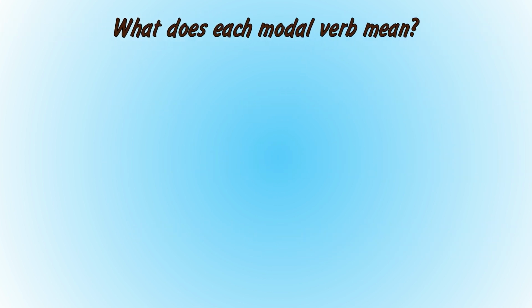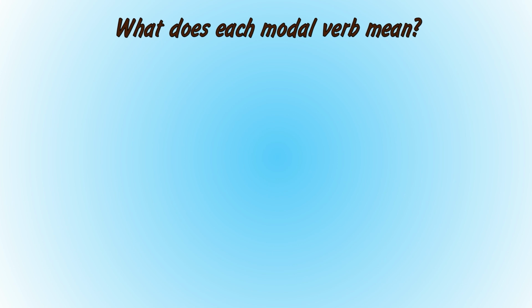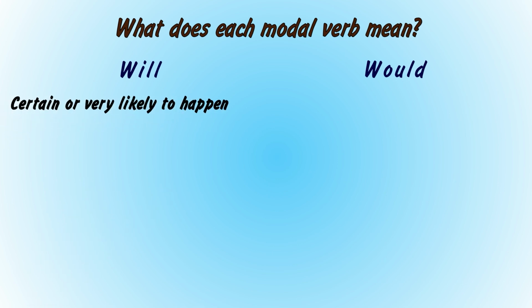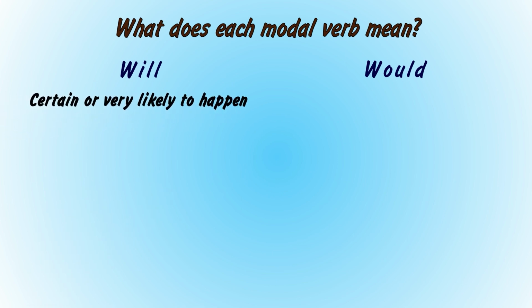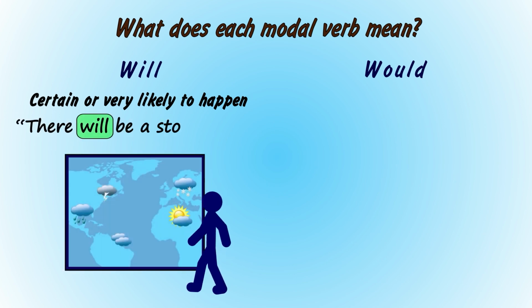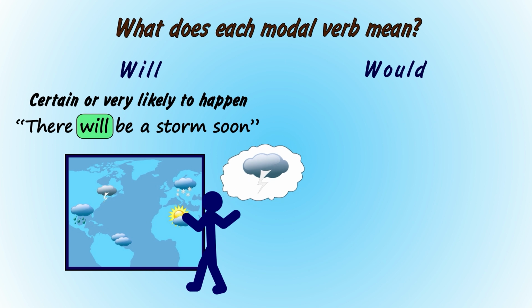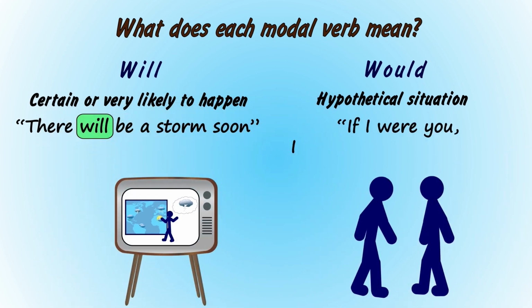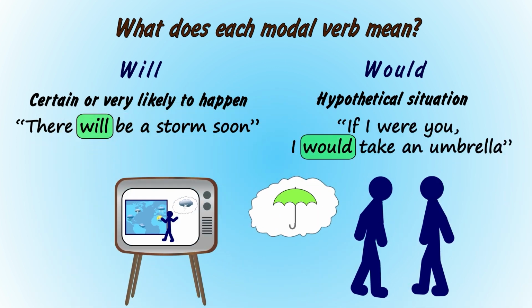Firstly, let's quickly remind ourselves what each modal verb means, starting with will and would. Will is often used to express that an action is certain or very likely to happen. For example, there will be a storm soon. Would can be used in different ways, but in conditionals it's used to describe a hypothetical situation. If I were you, I would take an umbrella.